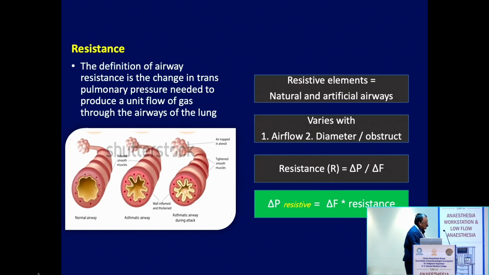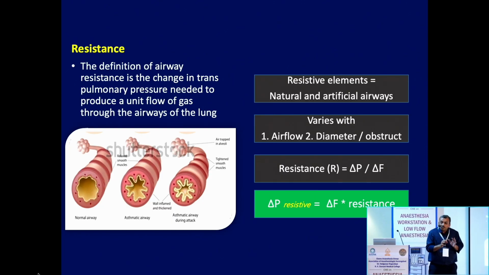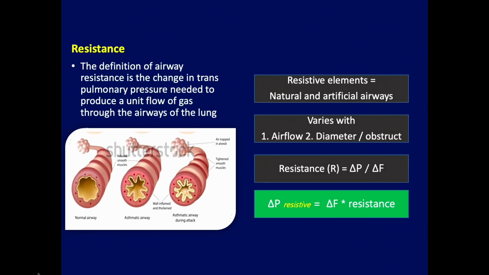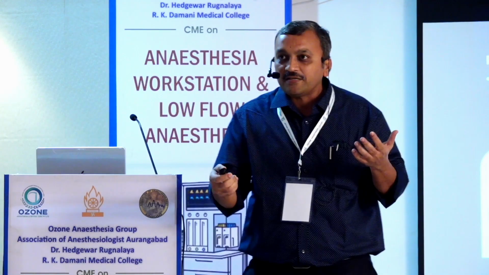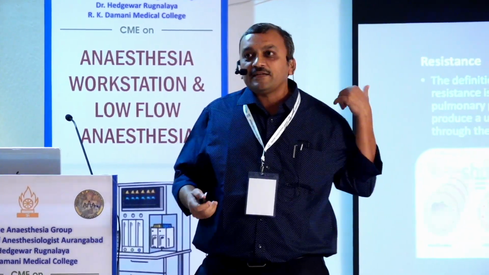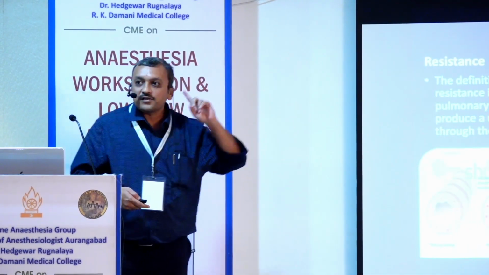So ultimately, if you look into the formula, how do I calculate the pressure required to overcome this resistance? I have to see how much flow I require and how much resistance I have. If my resistance increases, my driving pressure increases for overcoming it. If I am increasing my flow for whatever reason, like giving a higher respiratory rate, I need to increase my flow. Again, ultimately your resistive pressure will increase. Clear cut? So this is the first component of it.